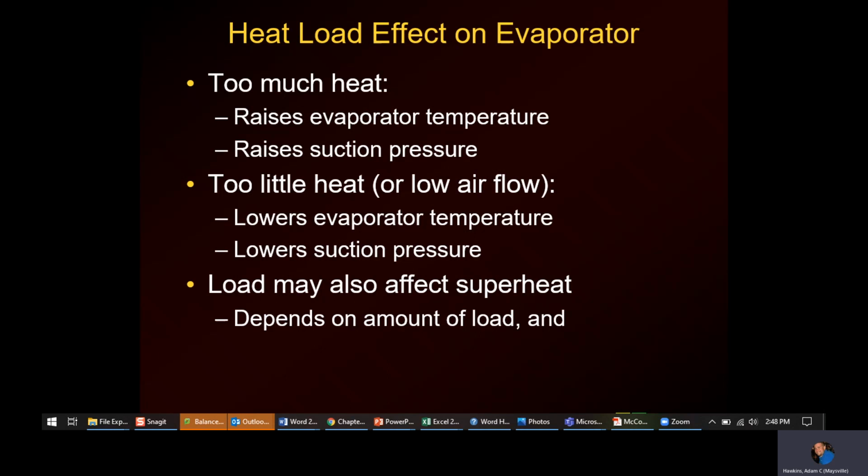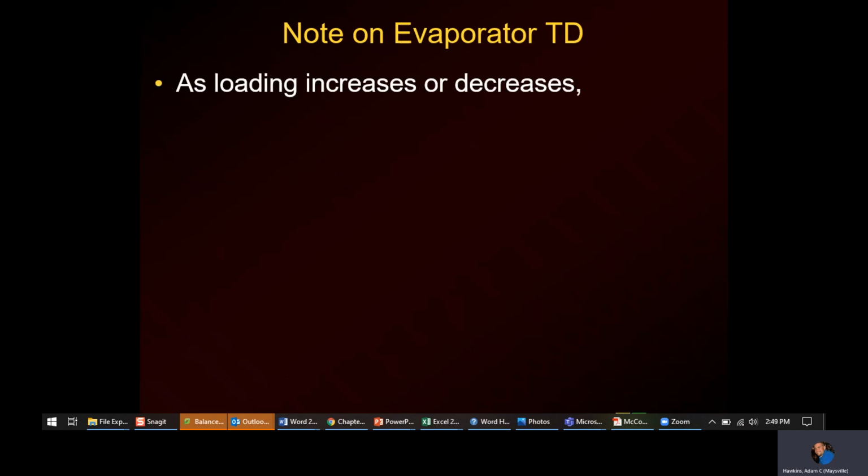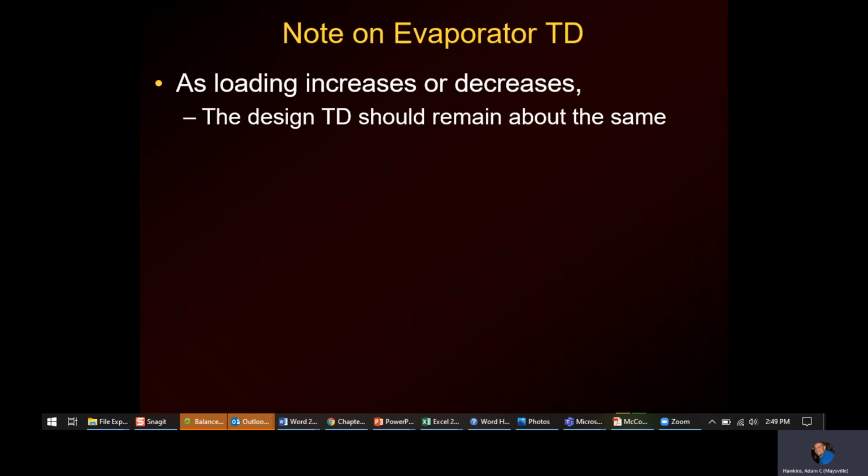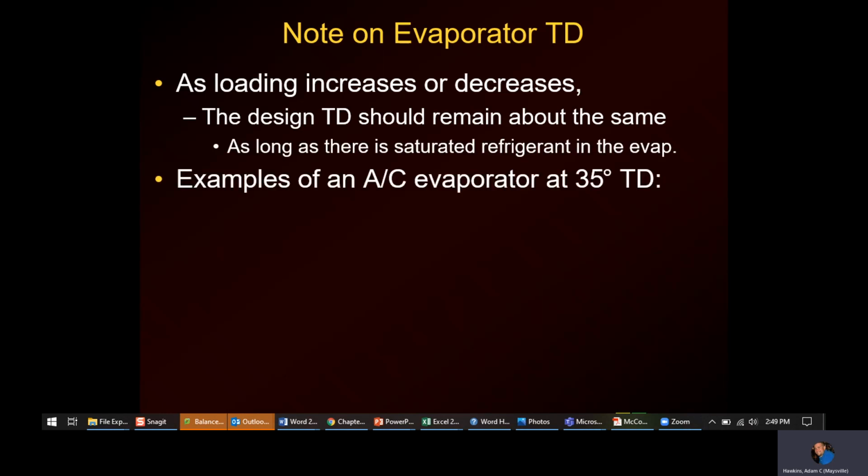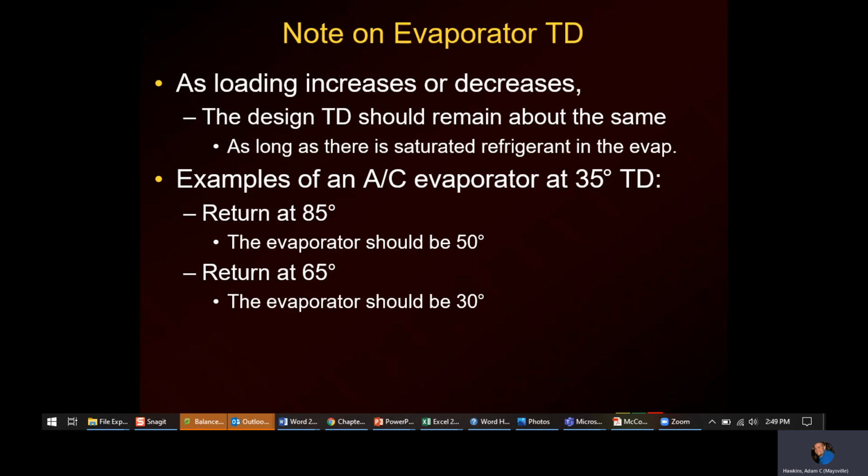Load may affect superheat. It depends on the amount of load and the metering device used. If you've got a TXV, the TXV is going to try to keep up, and it's going to open or close based on load. If it doesn't need as much refrigerant, or if it needs more, it should adjust for that within reason, unless it's doing all it can do, or if it's got another issue. So if it's got too much load and low charge, then it's probably not going to be able to keep up. That's what we just talked about.